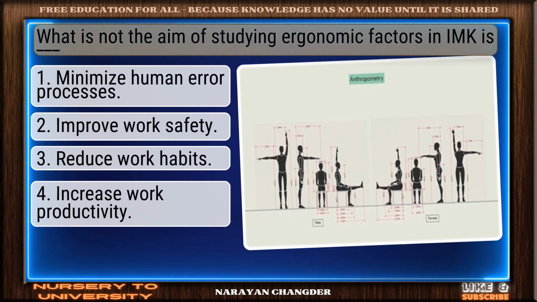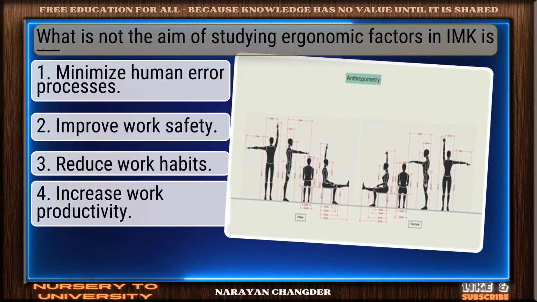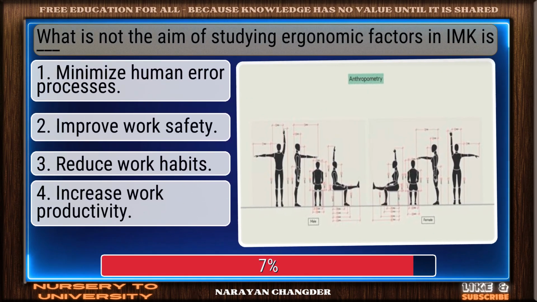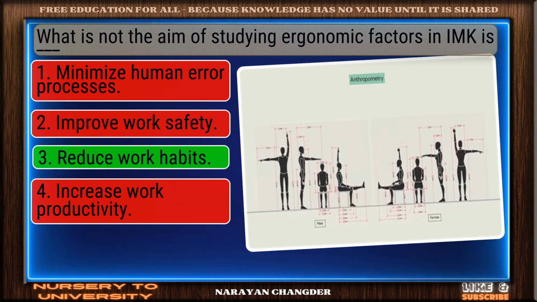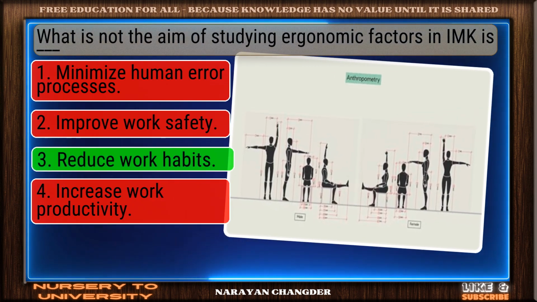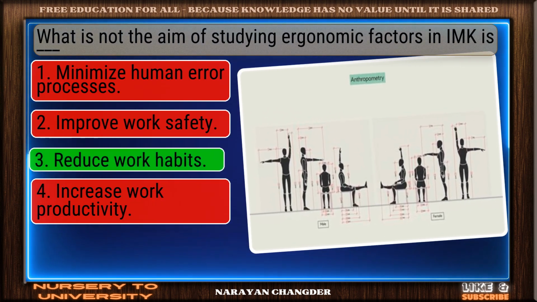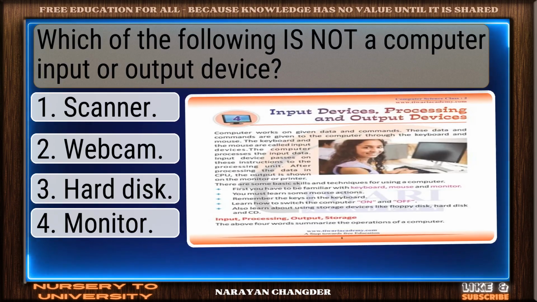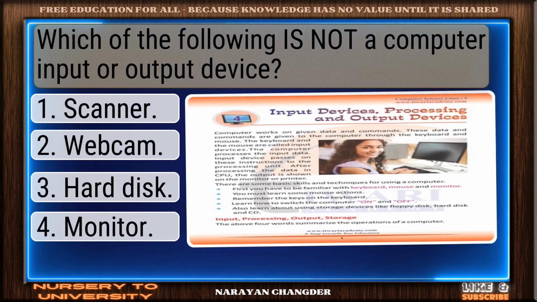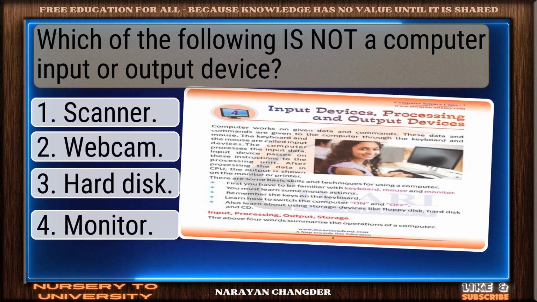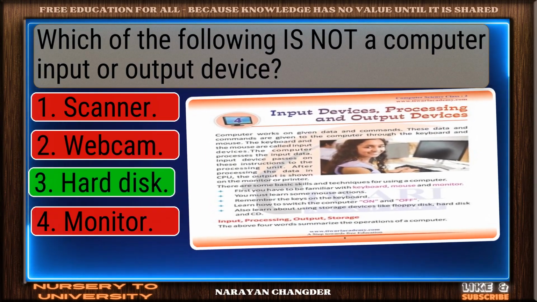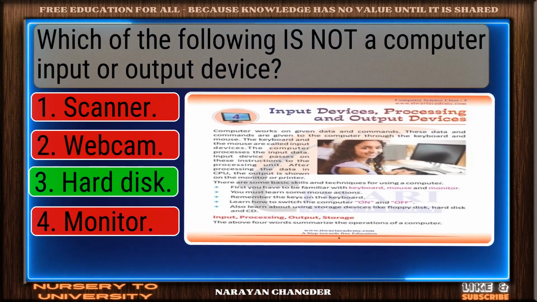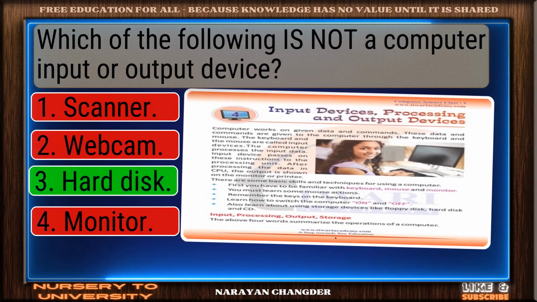Question number 23. What is not the aim of studying ergonomic factors in HCI: dash. Clear logic. Your choice, reduce work habits, is sound and 100% true. Question number 24. Which of the following is not a computer input or output device? Right choice. Hard disk is the best answer.